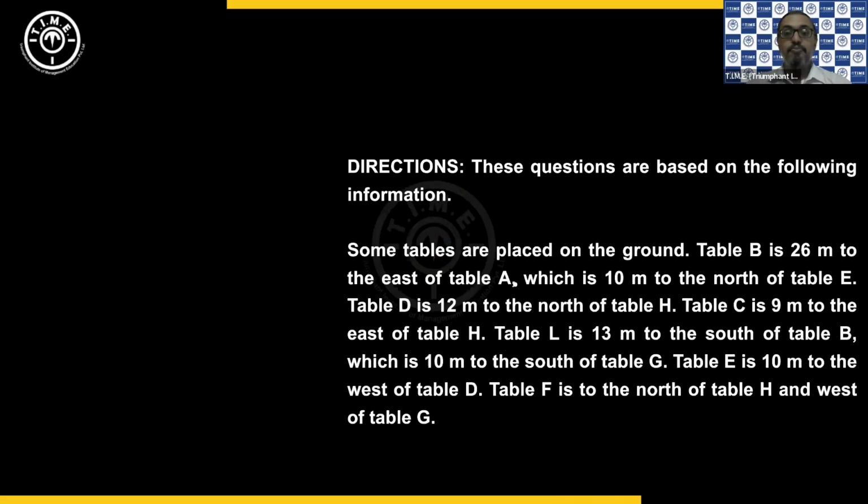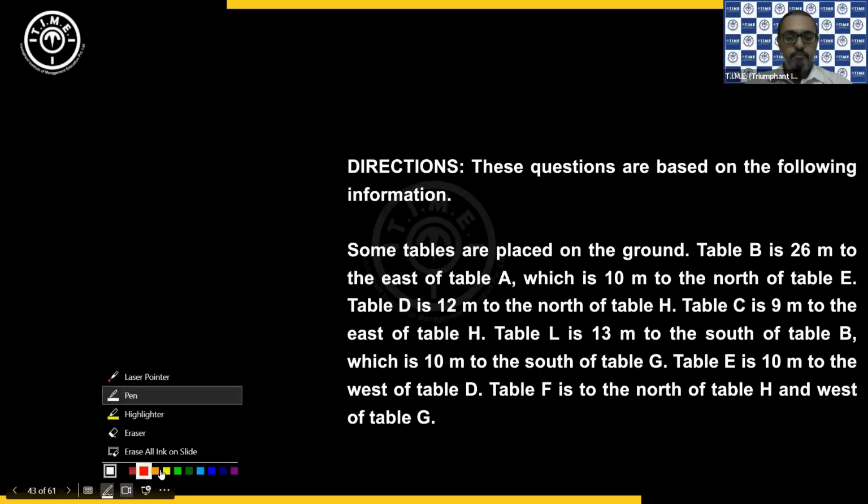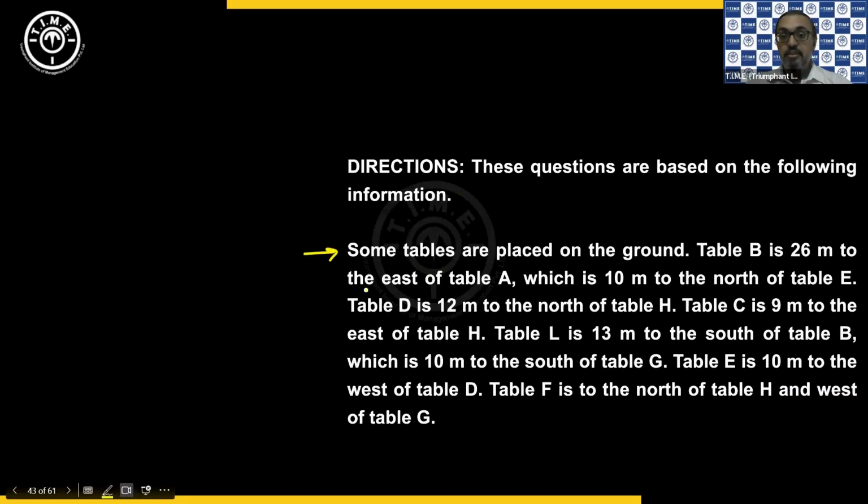Now next one. These questions are based on the following information. Some tables are placed on the ground. Table B is 26 meters east of table A. Okay, so it is the directions. So we'll fix the table first. We have table B east of A, 26 meters. So we have A, and then we have B, and this is 26 meters.